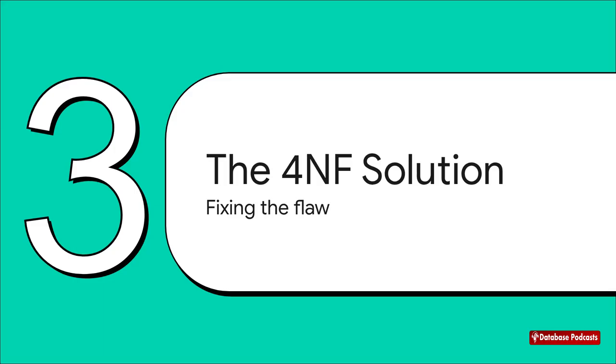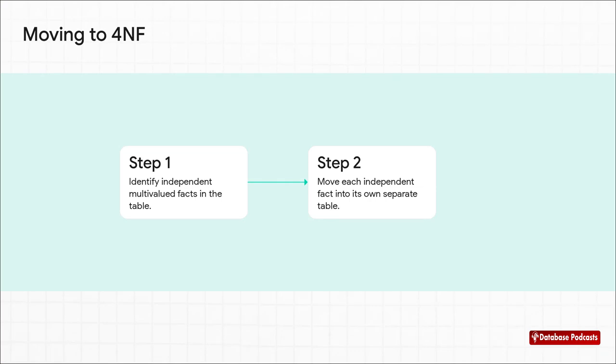Okay, so if BCNF can't fix this, what can? Well, the answer is to go to a higher normal form. This brings us to the fix, 4th normal form, or 4NF. And you know what? The solution is actually super intuitive. It really just comes down to 2 simple steps. First, you identify those independent facts that are all tangled up.